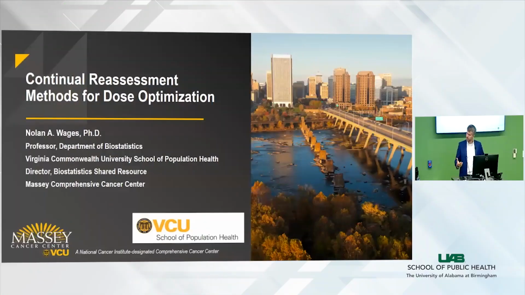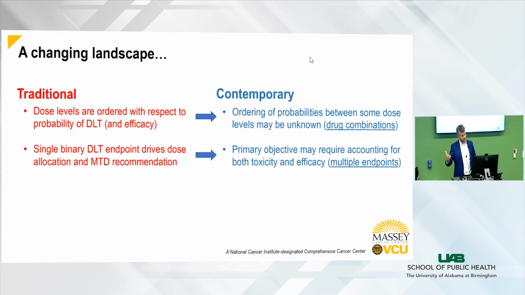We're talking about more modern oncology drug development. I'm going to focus on a couple of different problems today, and address these problems within the context of a completed clinical trial. As we discussed on the first slide, the traditional paradigm has ordered dose levels with respect to the probability of DLT and efficacy.